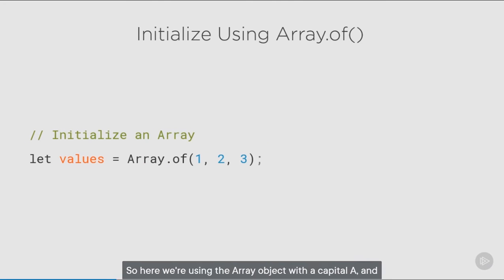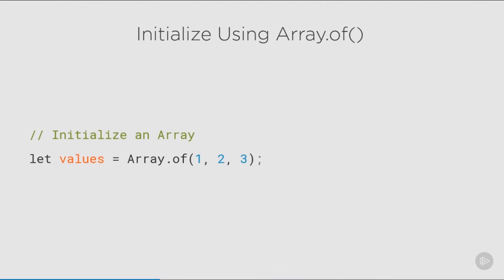So here we're using the array object with the capital A, and we're calling a method on that called of. So we're creating an array of 3 values, 1, 2, and 3, and we're assigning it to the new variable values. I prefer to use the square brackets, but feel free to use this method call as well. Let's go to Visual Studio Code and see this in action.